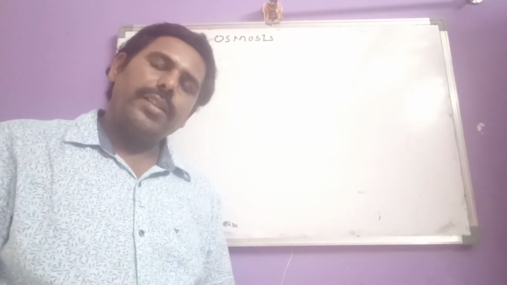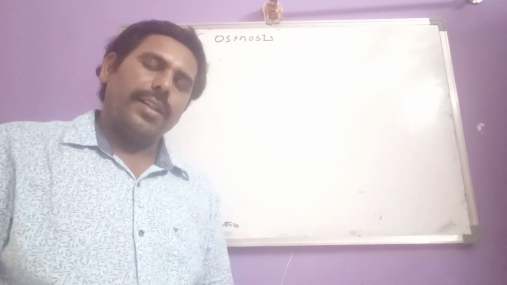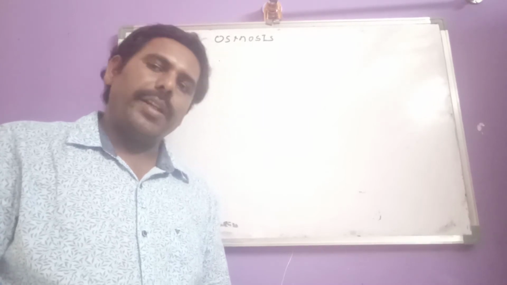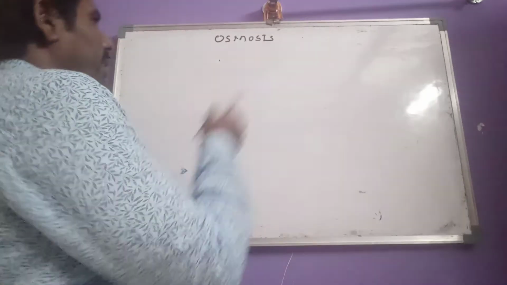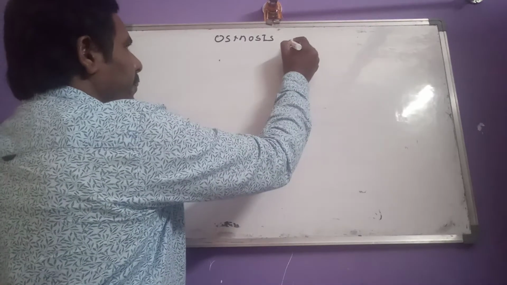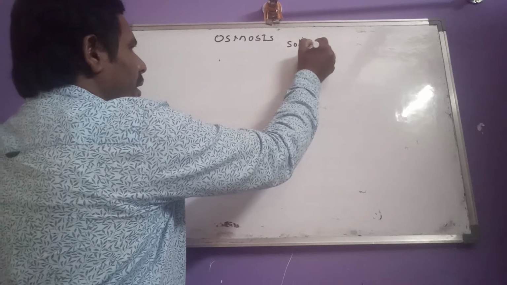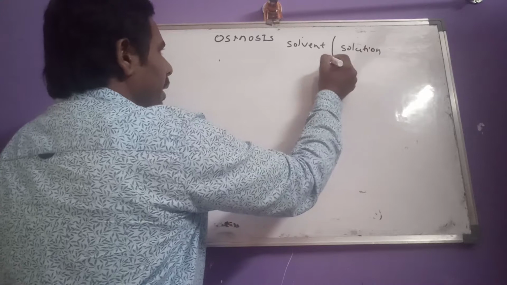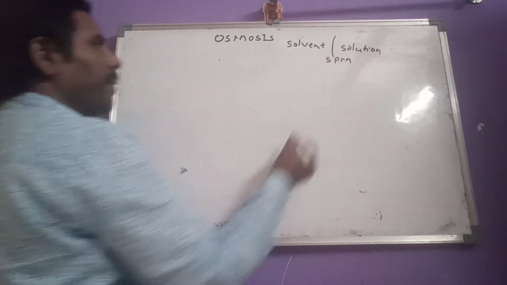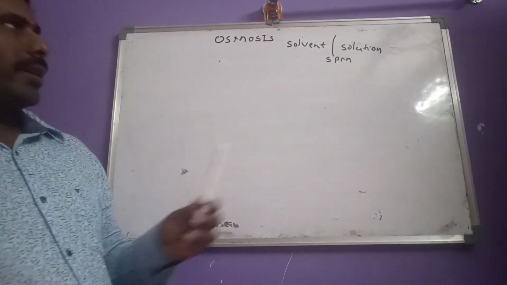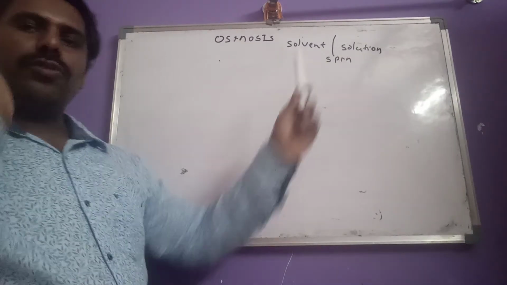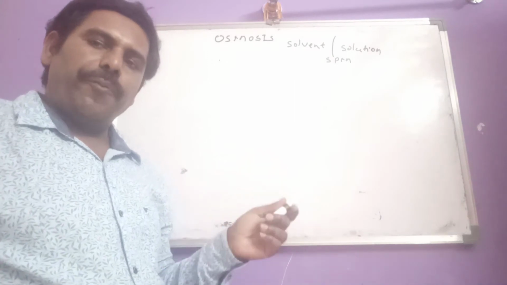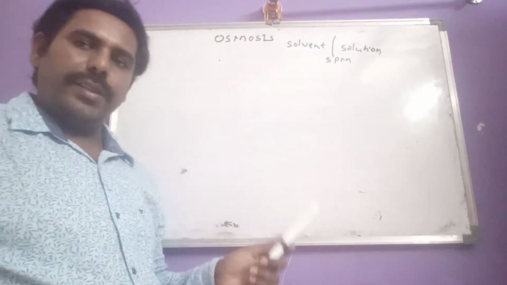Hello students, in this video let us discuss osmosis and osmotic pressure, and problems related to osmotic pressure. So see here, what is osmosis first? When a solvent and solution are separated by a semi-permeable membrane, what happens here? The solvent moves into the solution through this semi-permeable membrane. That phenomenon is called osmosis.